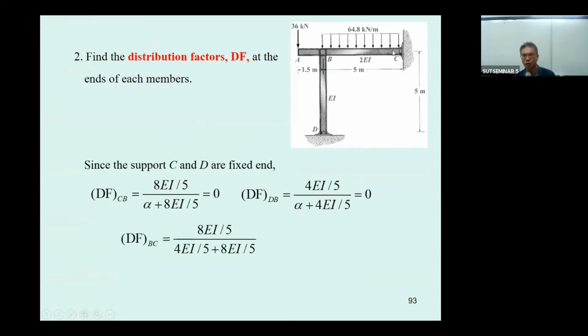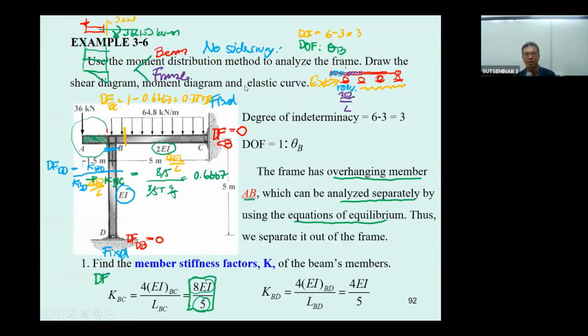And the distribution factor BC is over here. Sorry, BD is 4 over 5, 4 over 5. And then this one is going to be 0.3333. And this one is going to change from this one to 0.6667.